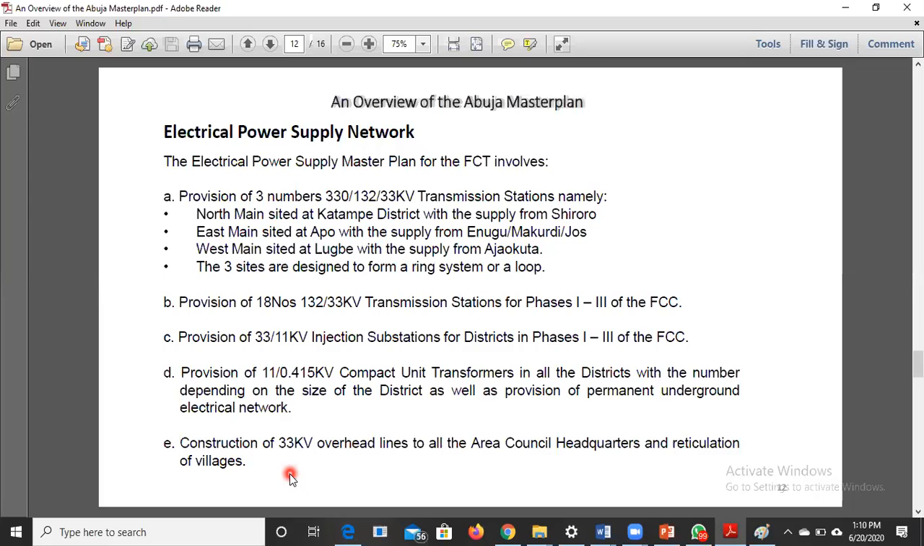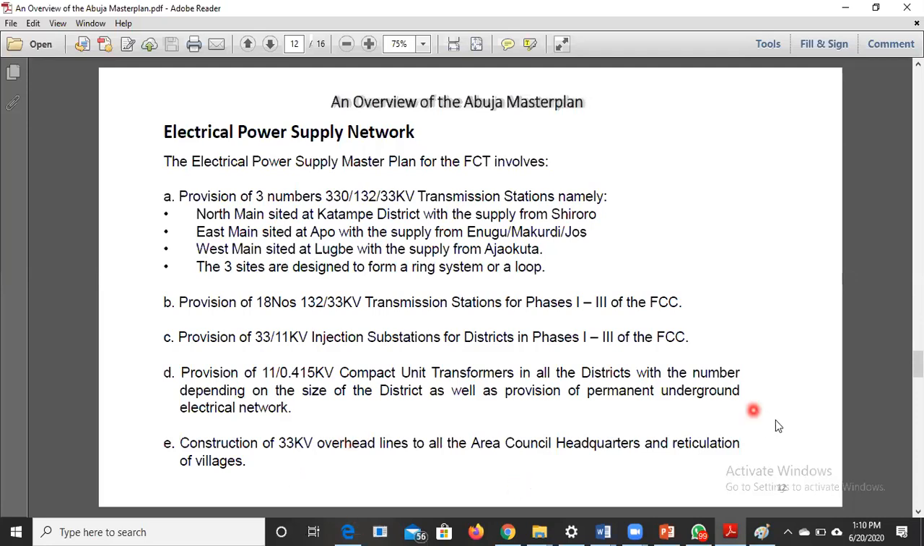Actually, you have them in different districts, each district based on the designs. Some will have 2 by 15 MVA, 3 by 15 MVA. In some districts like Maitama, we said to have 2 of them. So it's designed in every district. Go ahead, please.